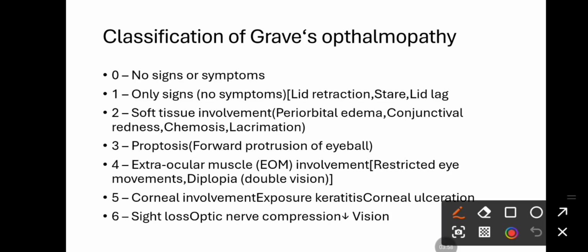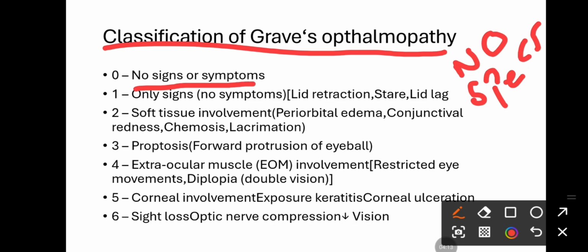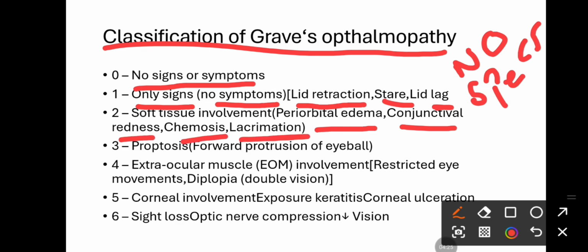So for the classification of Graves' ophthalmopathy, we will remember NO SPECS as a mnemonic. For grade 0, N, no signs or symptoms, and for grade 1, O, only signs but no symptoms, there will be lid retraction, stare or lid drag. And for grade 2, S, there will be soft tissue involvement like periorbital edema, conjunctival redness, chemosis and lacrimation. Lacrimation means there will be tears in the eyes.